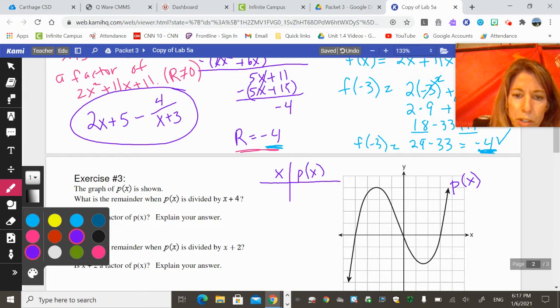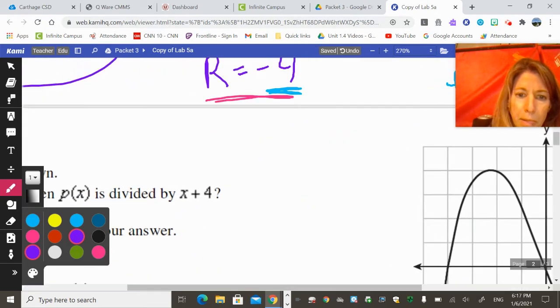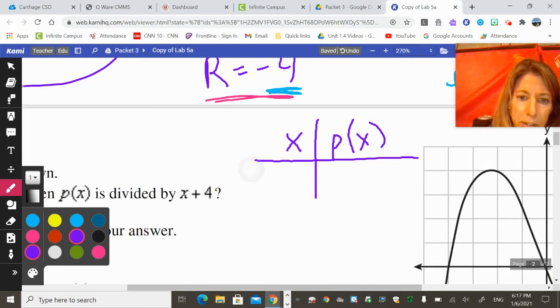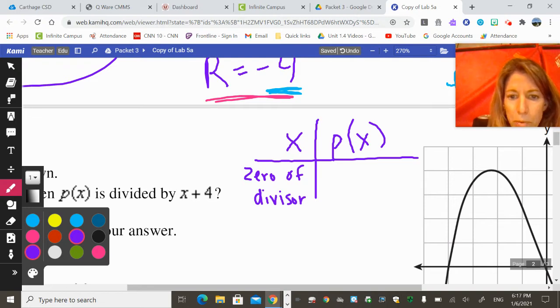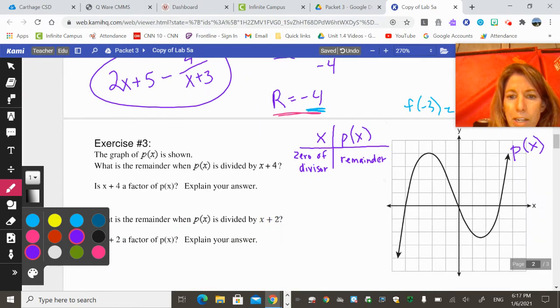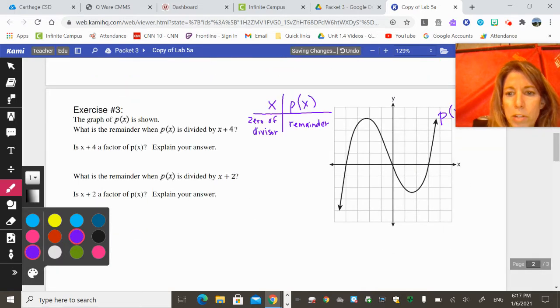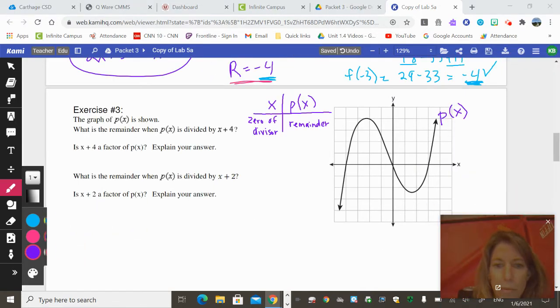And when we're using the remainder theorem, the input is always the zero of the divisor. Should probably zoom in more often to make my handwriting neater. And the output is going to represent the remainder. So we want to keep this in mind. We don't have to have an equation. We could use a graph or we can use a table, which we're going to use in the next example.